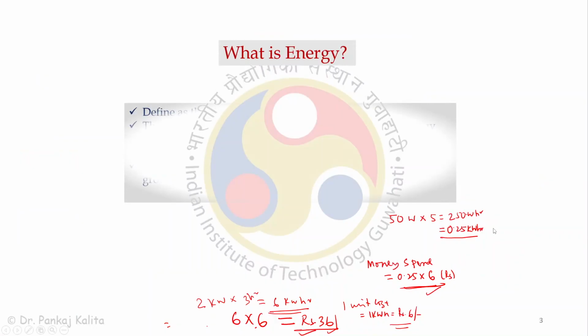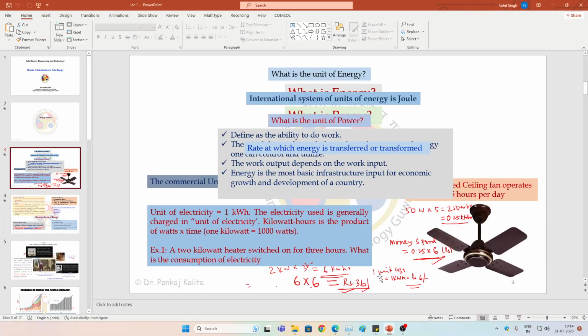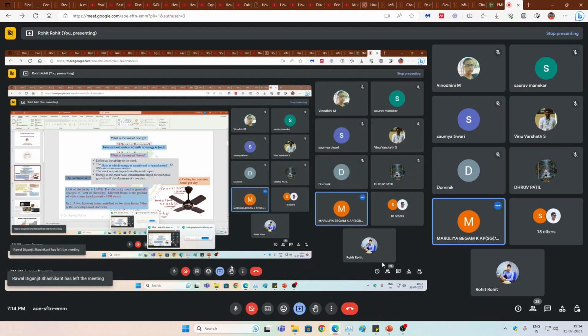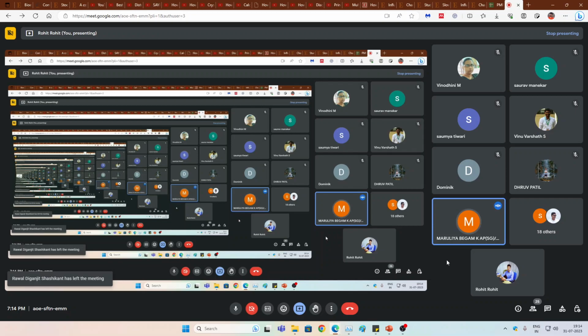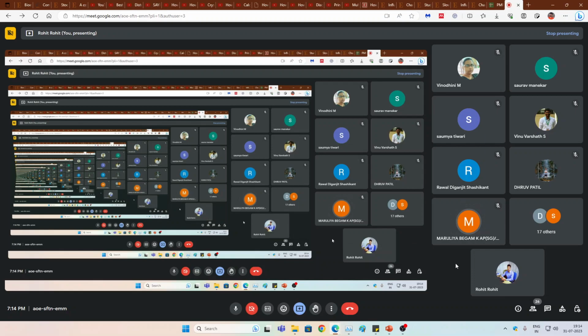So let's see what is energy. Energy is defined by... somebody is putting on his mic. Marulia, do you want to say something? Okay, everyone, please make sure that you are muted because it causes a disturbance during the course. If you want to ask something, please raise your hand, or you can unmute and then ask the question. Okay, that is totally fine.